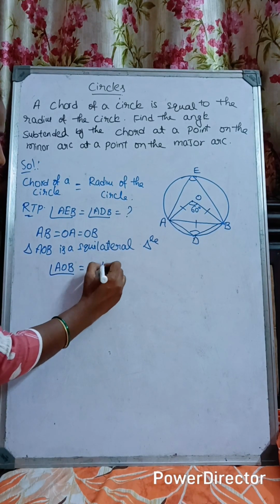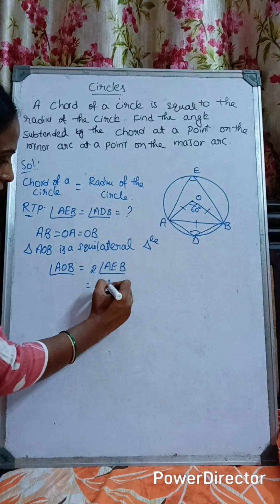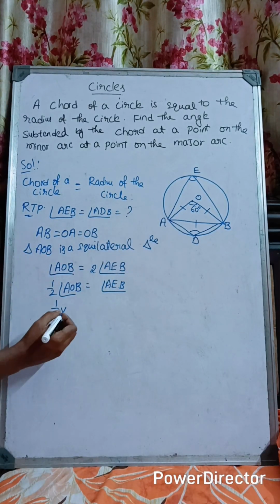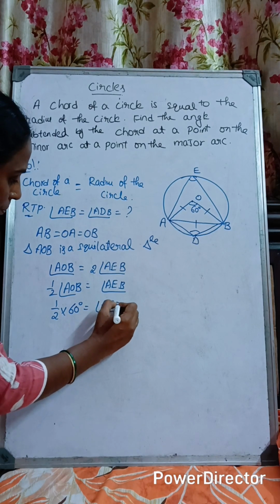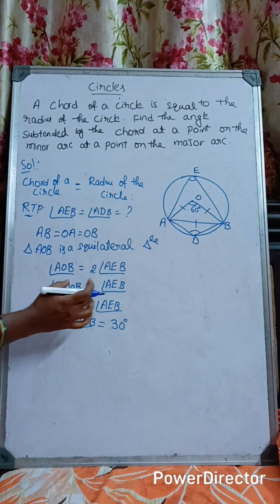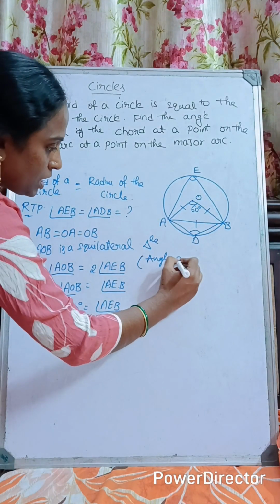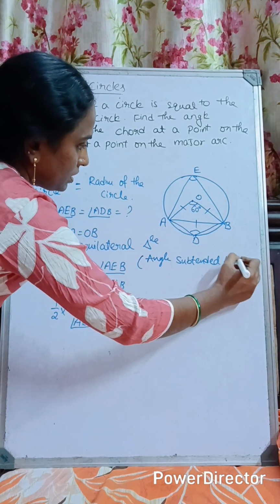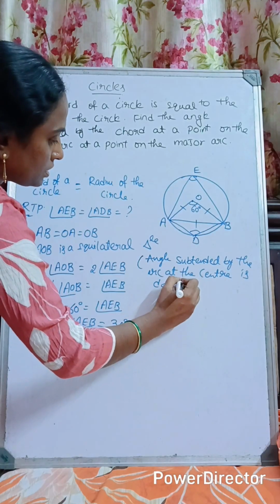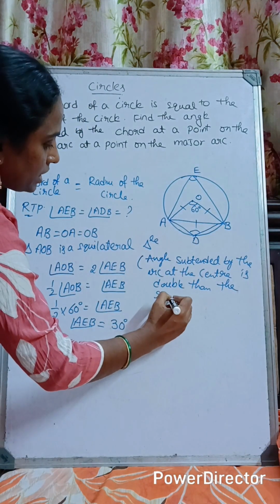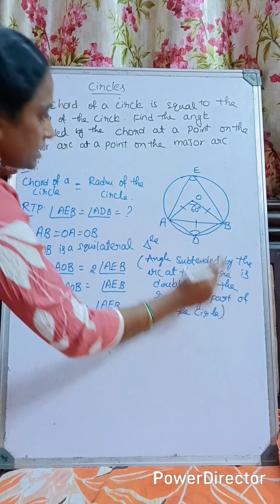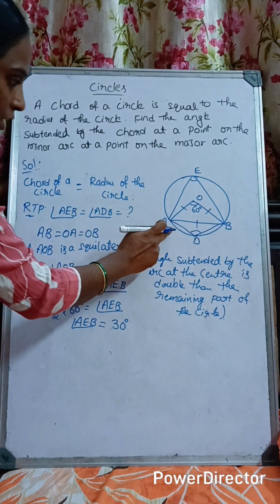Now, AOB is equal to 2 times angle AEB. That means angle AEB is equal to half of angle AOB. What is the AOB angle actually here? AOB is 60 degrees. So angle AEB is equal to half into 60, which is 30 degrees. So the angle subtended by the arc at the center is double that at the remaining part of the circle. So here it is 60, which means here it is 30 degrees.